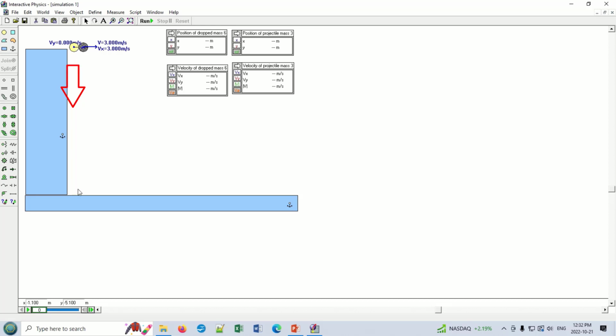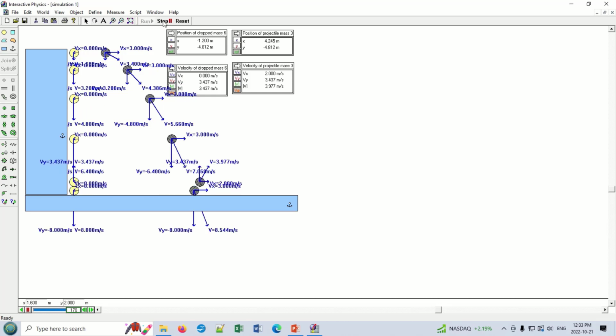One of them will be dropped straight down and the other will be projected exactly horizontally, and you'll be able to see them both falling under gravity. So it looks like this. I click Run, both balls get projected or dropped, and then I can click Stop after they bounce, because I don't actually care about what happens after the first bounce. If you don't like the image on the screen for any reason, you can click Reset.